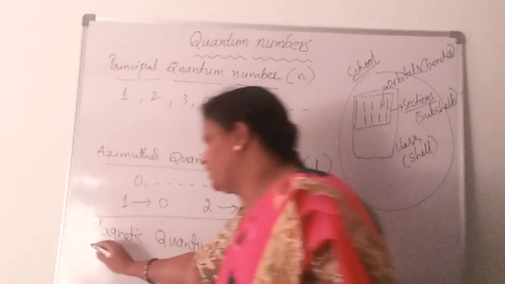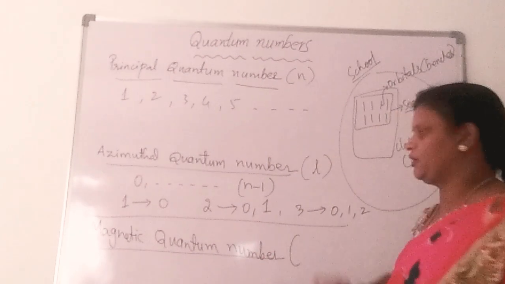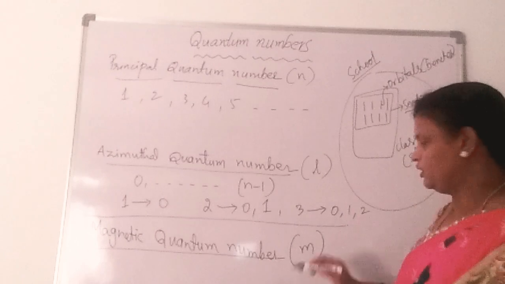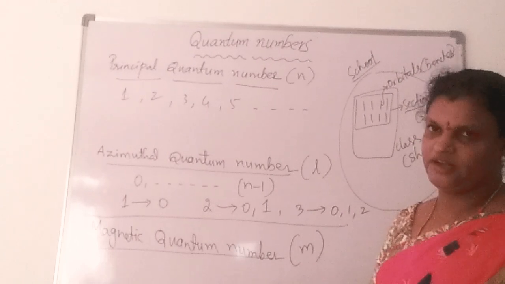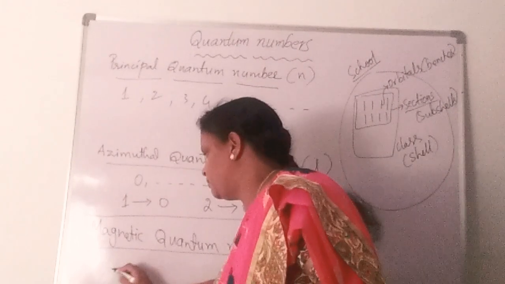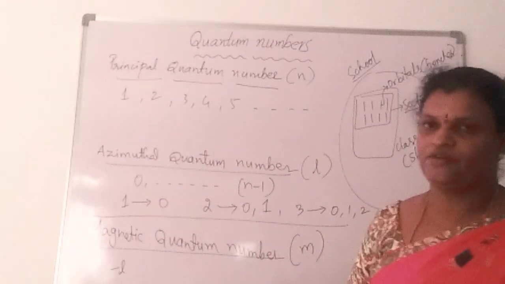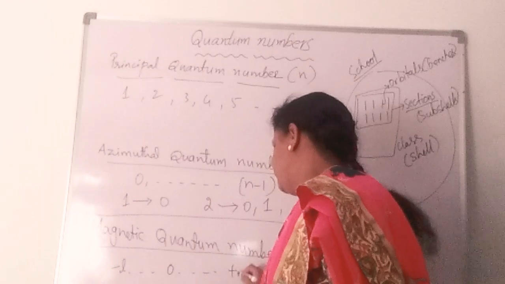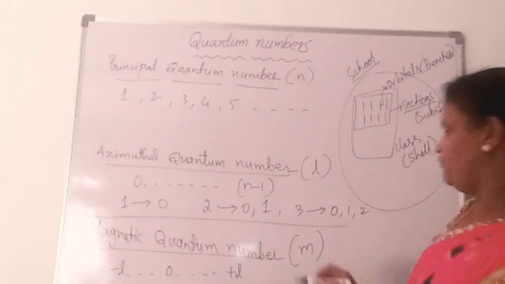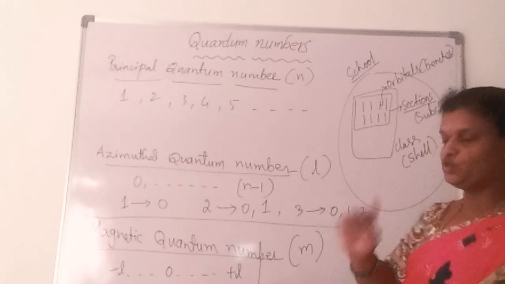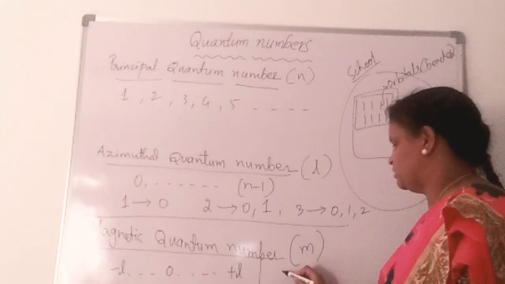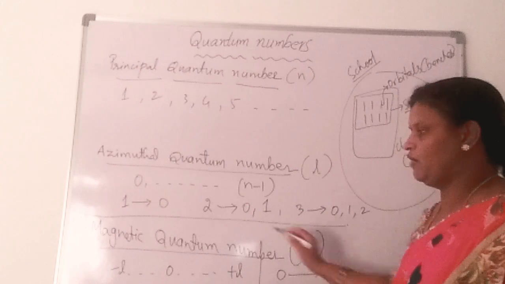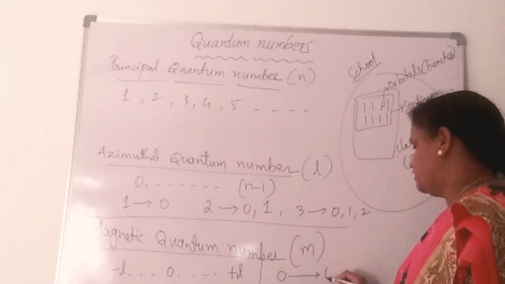Next, coming to the magnetic quantum number. We are going to give a symbol for this, that is nothing but m. So, the value of this magnetic quantum number will start from minus l. It will start from minus l, proceed up to 0, and end with plus l. That means, if you have a subshell whose value is 0, then we have only one magnetic quantum number, that is 0.